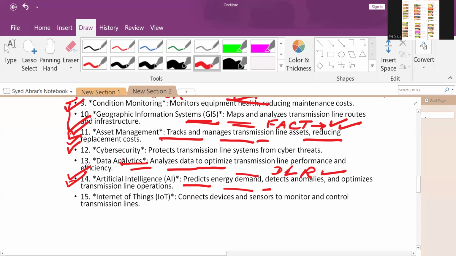Now, Internet of Things has become a very important area. Again, you can control and you can operate various equipment controlling the transmission lines, grid stations, etc.